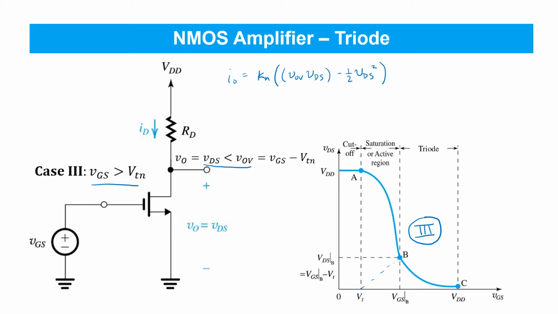Now, you may recall that when VDS gets very, very small, in this part of the curve, this term becomes negligible. In this case, you end up with a drain current that's just linearly related to VDS.